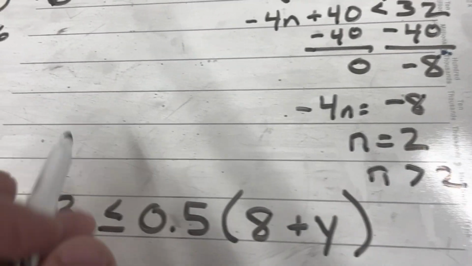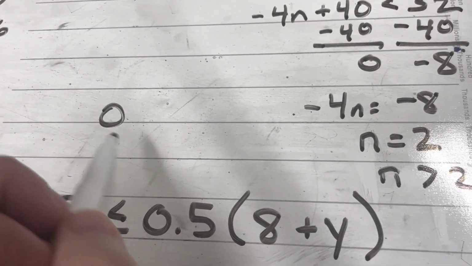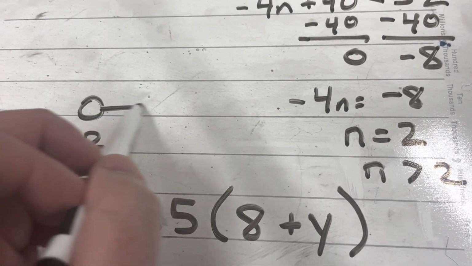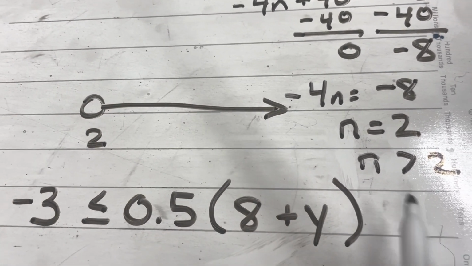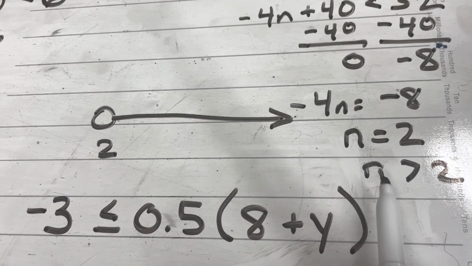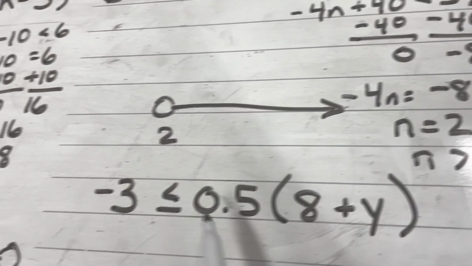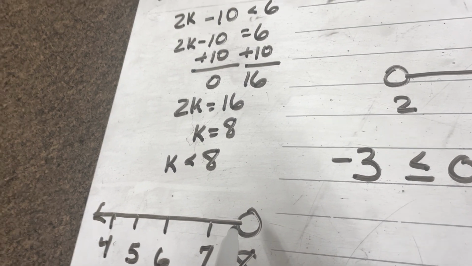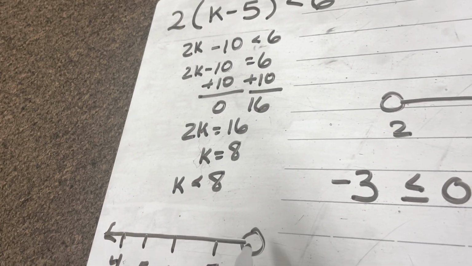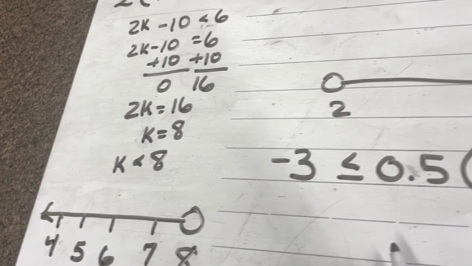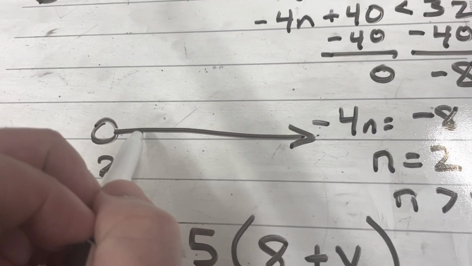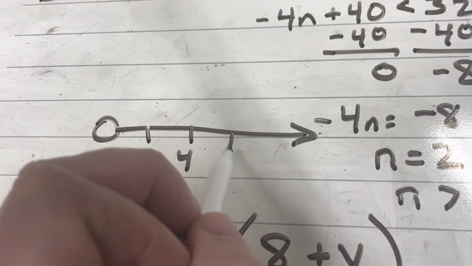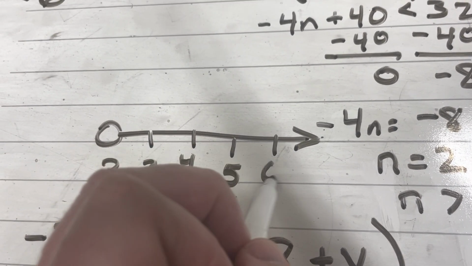N cannot equal 2, so it's going to be an unshaded circle that starts at 2. It's greater than, it's on the bigger side, so it's going to move to the right. Remember, when it's open, that's the bigger side, so it moves to the right. When it's closed, like in this one, it's going to be moving to the left when it's on the smaller side. So to make sure I got my numbers, 3, 4, 5, 6.